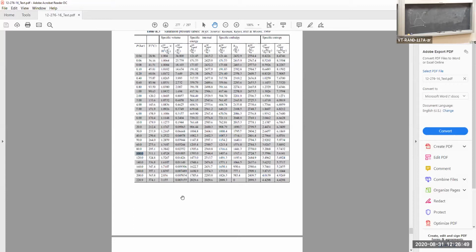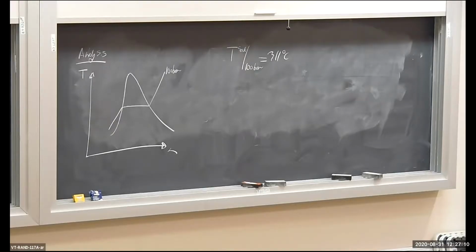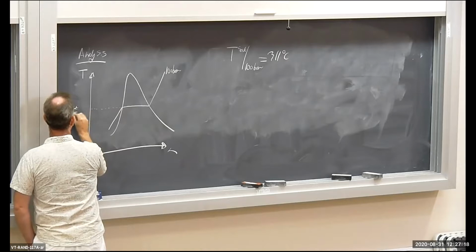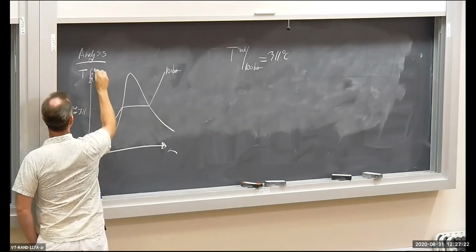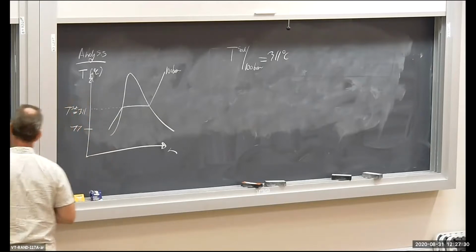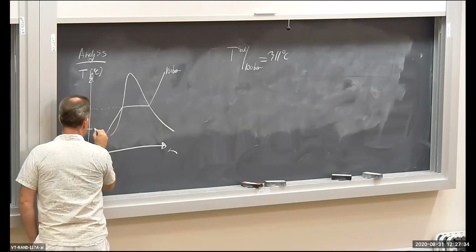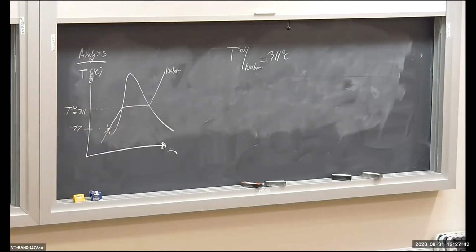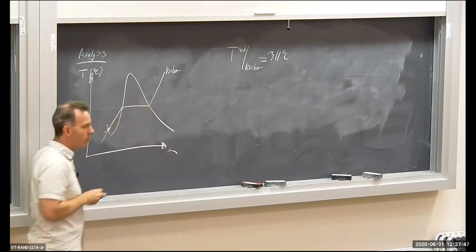So Tsat at 100 bar is 311 degrees C. So here's 311, Tsat, 311 degrees C, okay? Now we're all the way down here at 77 degrees C. So this is our state, right there. We're at 100 bar. We're on this isobar somewhere. And we're at 77 degrees C.